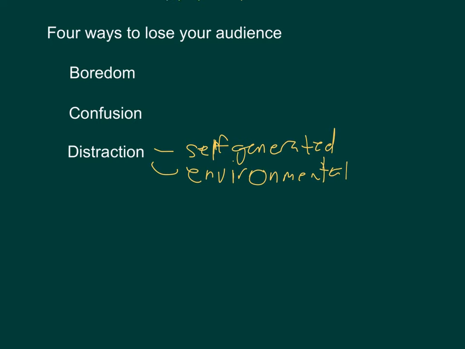Self-generated distractions are ones that you can definitely have control over. But with environmental ones, to some degree you can and to some degree you can't, because you can't control everything in the environment. If a siren is going off as a police car drives by, you can't stop the police from driving by wherever you're presenting. So environmental distractions are very much possible.